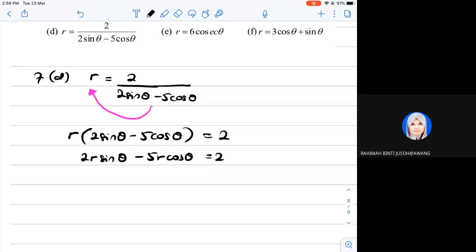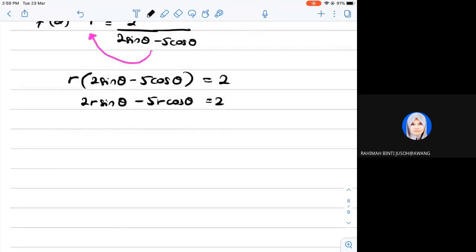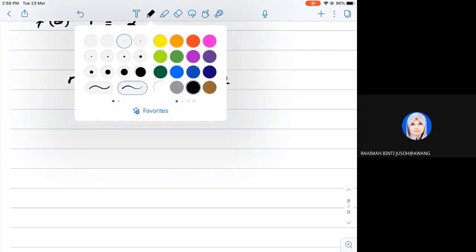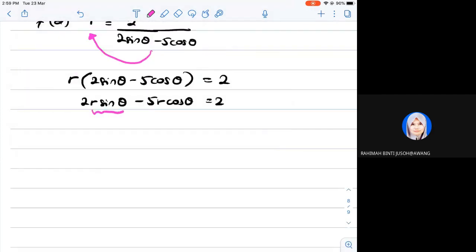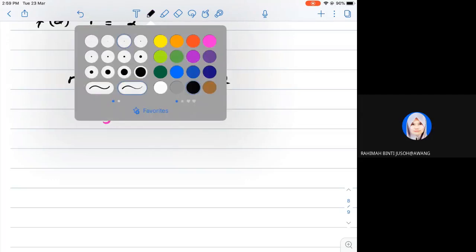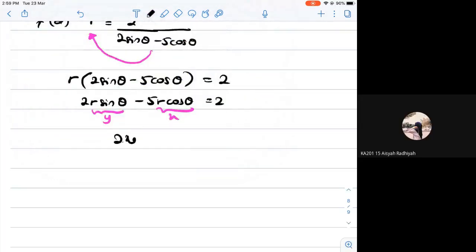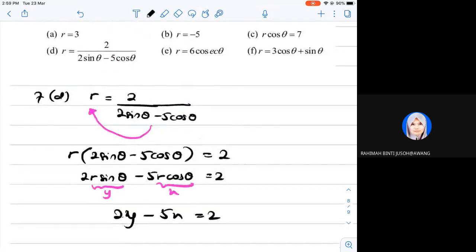So multiply into R, it becomes 2R sin theta minus 5R cos theta. Now you can use the formula to convert polar coordinates to rectangular coordinates. So R sin theta is Y, and R cos theta is X. So we will have 2Y minus 5X equals 2. That's it.